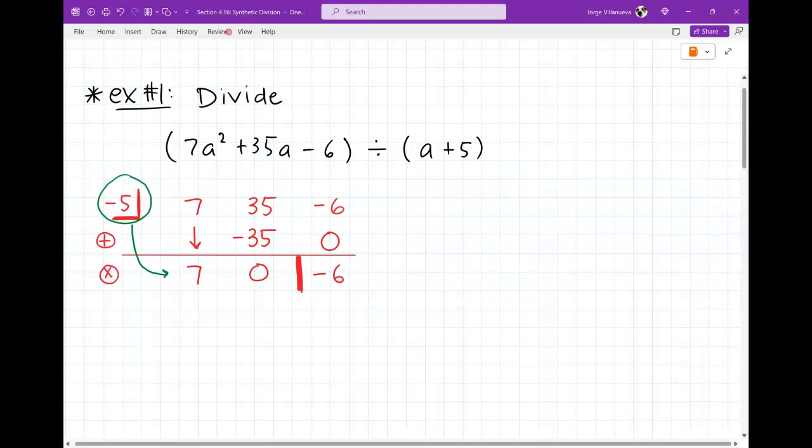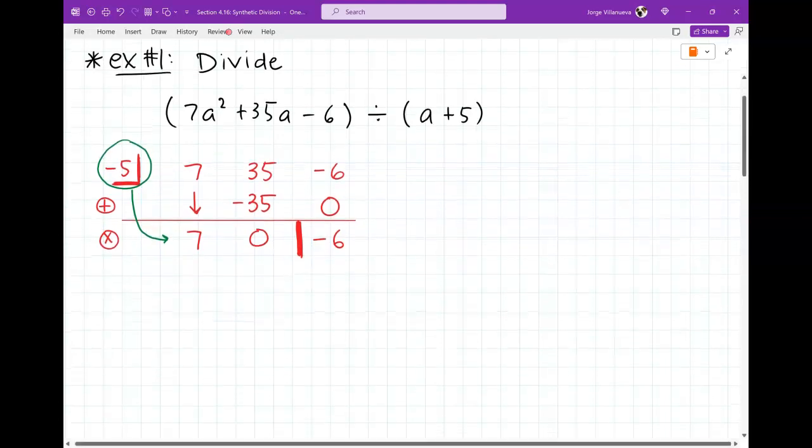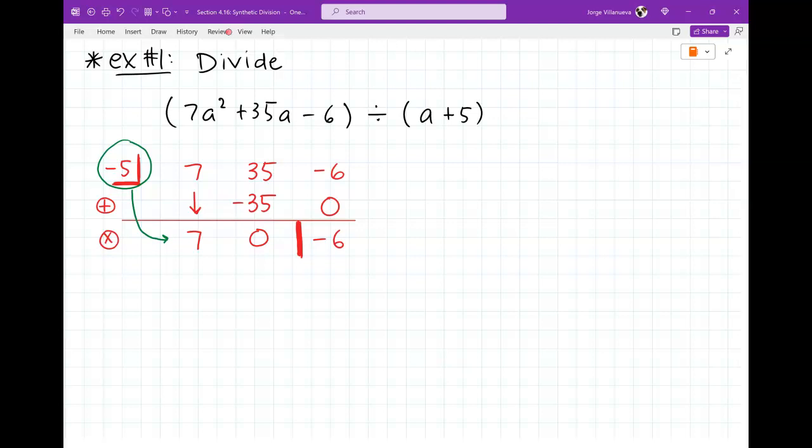Now I got to write my answer. Okay, so this is my solution right now. I'm done. Okay, long division is finished. But I just did it synthetically. I did it really quick. So, how do I write my solution? Well, first thing I want to ask myself is, what was the highest power that I started with? 2, right? So let me write this down. You guys don't have to write this down. This is just me giving you the reasoning.